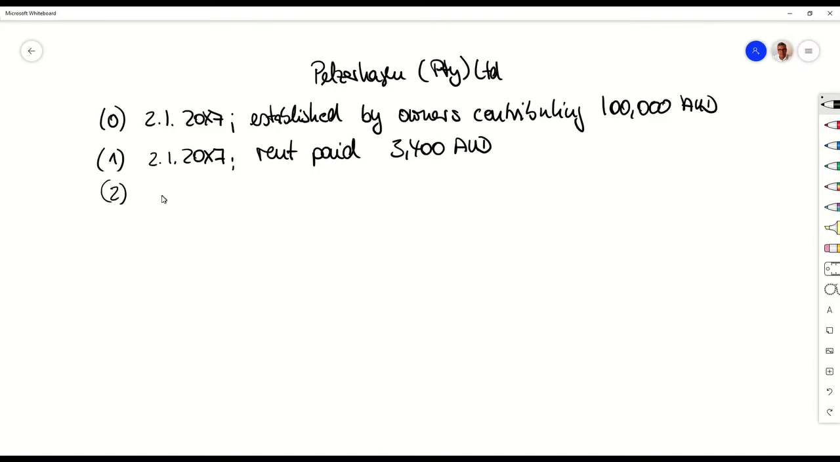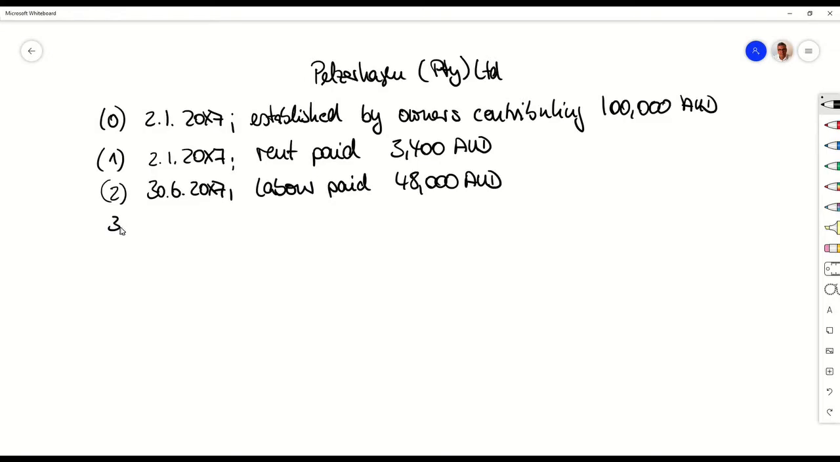Now the activity number 2 takes place on the 30th of June, just to keep the case study a little bit simple, 2007. And the company will pay the hairdressers, so labor is paid to the extent of 48,000 Australian dollars. This is the entire labor for the year.